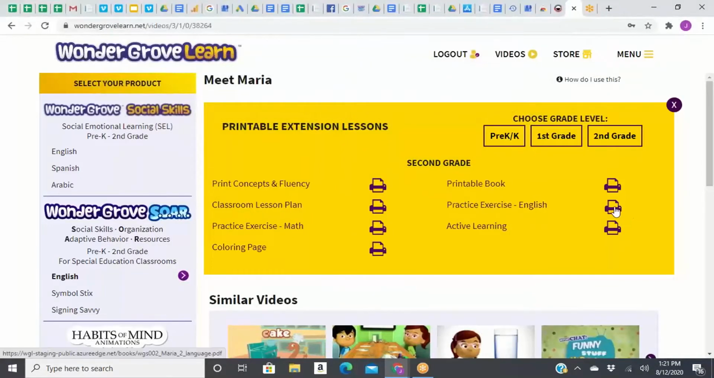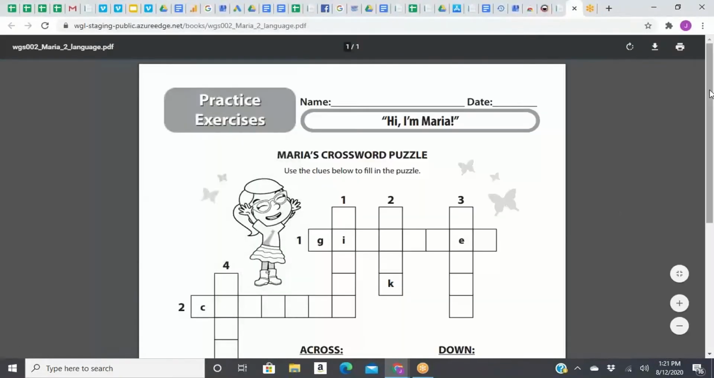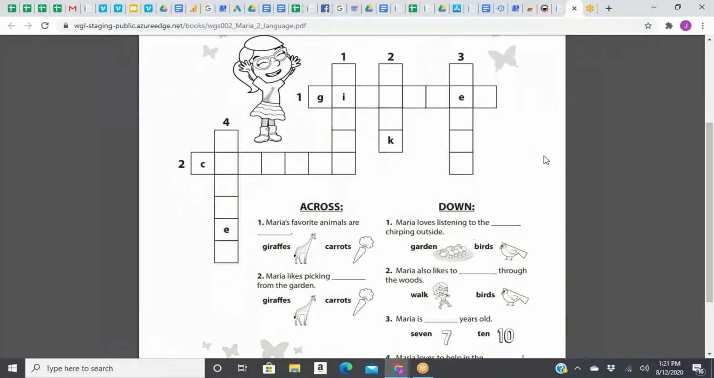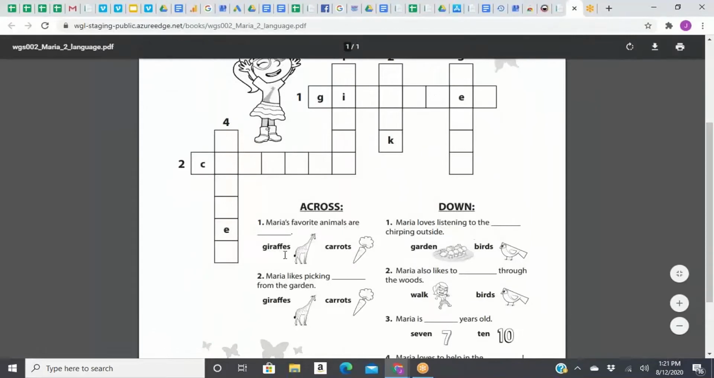And then you have your English practice exercises. These are very similar to the math ones. You can see that this is a modified crossword puzzle because there are letters here and the words are here, so they don't have to know how to spell them. And there's pictures next to them.